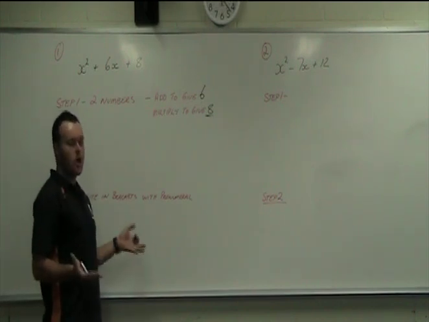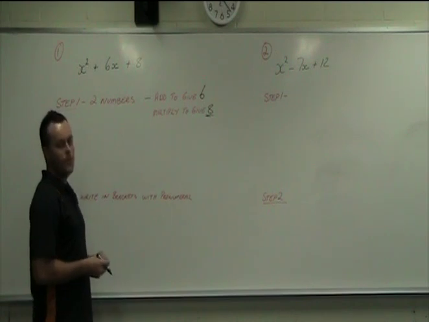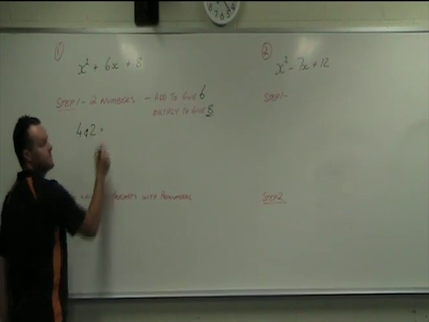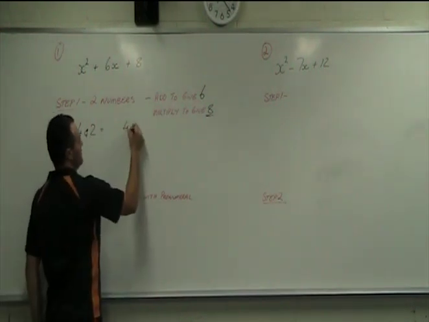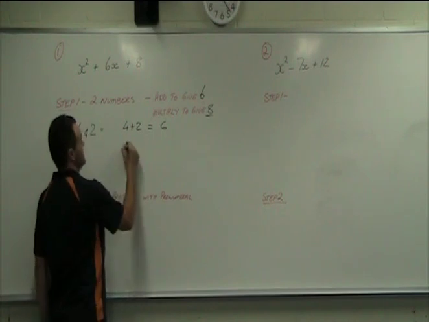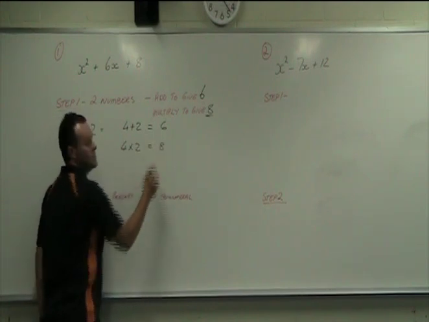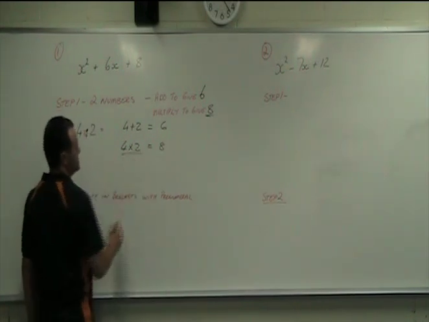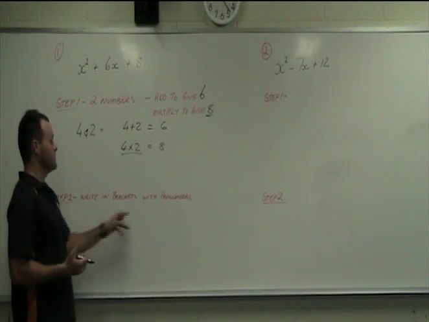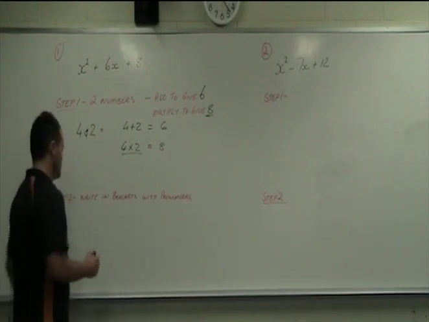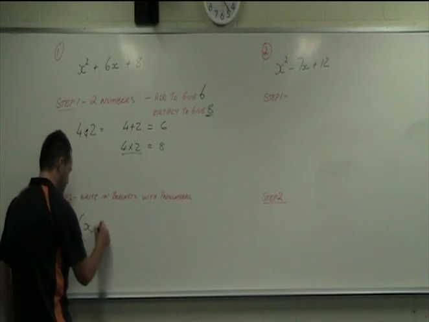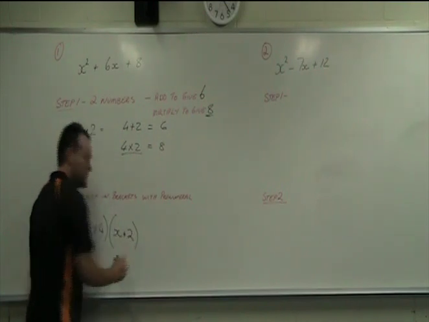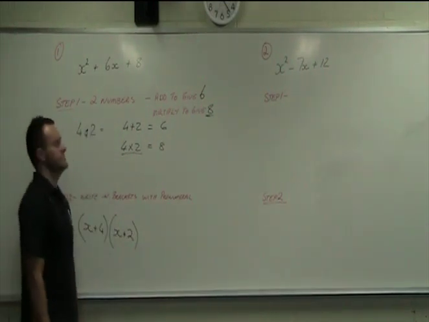8 plus 1 equals 9. Not the case. What we're looking for here are the factors 4 and 2. 4 plus 2 equals 6, and 4 multiplied by 2 equals 8, which is exactly what we want. So these are the numbers 4 and 2. After that, all we need to do is write them in the brackets with the pronumeral. So we'll have x plus 4 and x plus 2. Nice and easy, real simple.